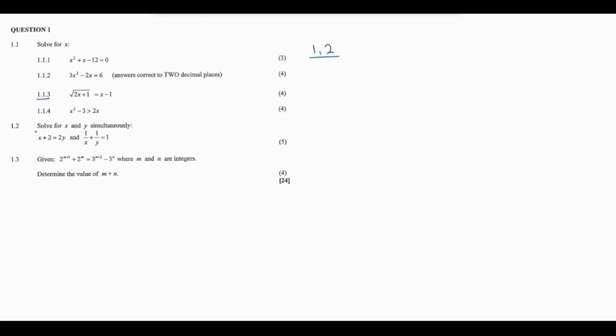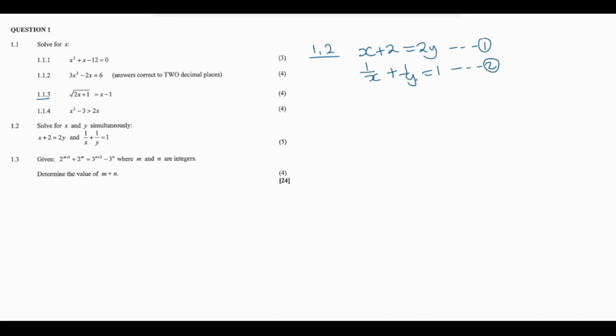Right, let's do question 1.2. We have the first equation, x plus 2 is equal to 2y. Let's call it equation 1. And then we have 1 over x plus 1 over y is equal to 1. Let's call it equation 2. Right. So how do we deal with this?